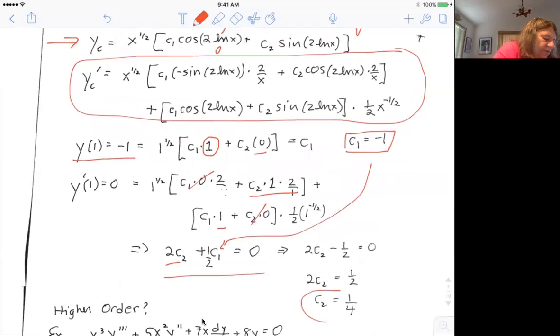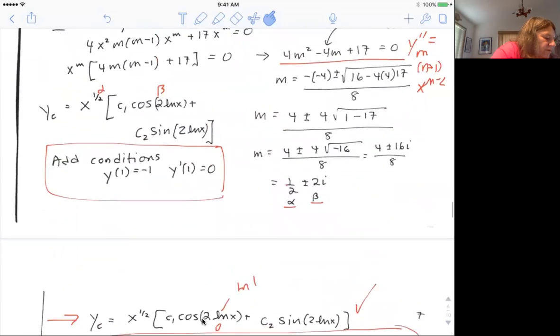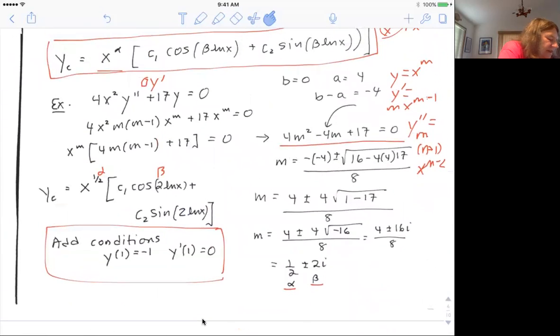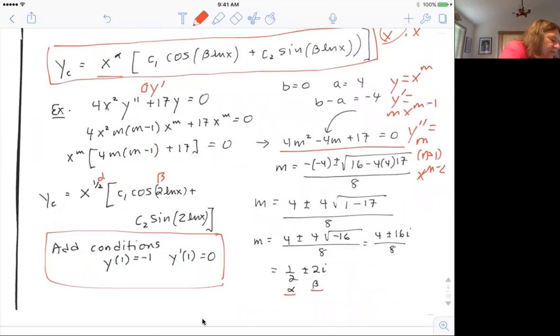Okay, so I can go back and write what this solution is. C1 is -1, C2 is 1/4. So it's actually going to look like this. That's going to be a -1 right there, and that's going to be 1/4. Okay, and that'll be my solution to my homogeneous equation.